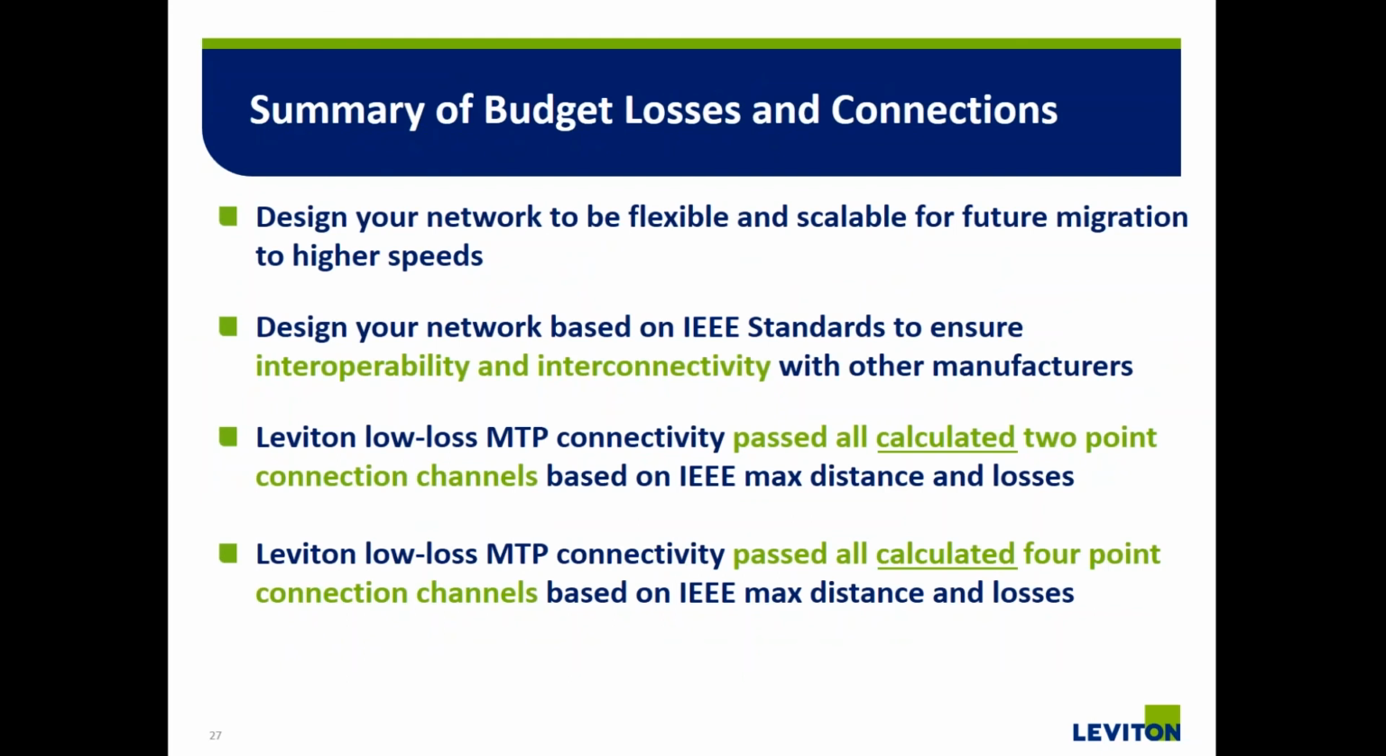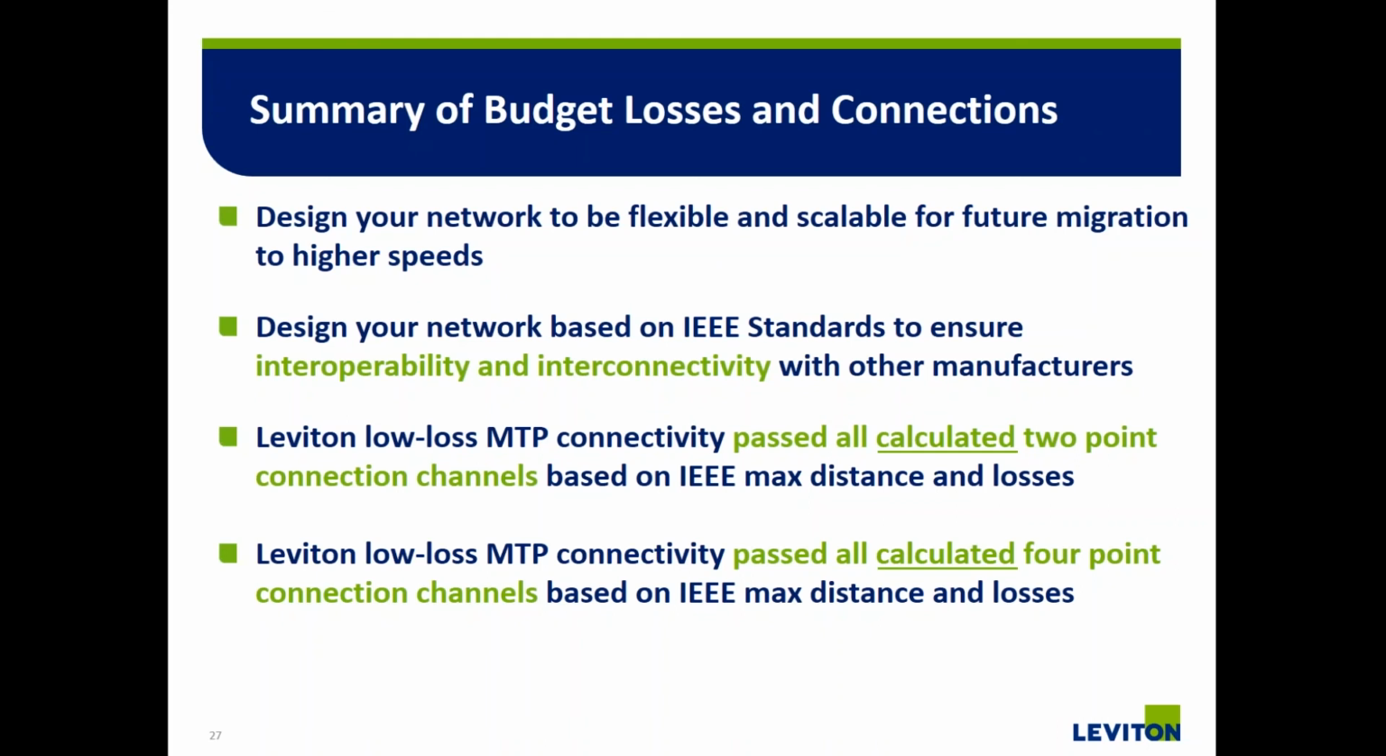First and foremost, always design your network to be flexible and scalable for future migrations. Market research shows that active equipment is refreshed every 3 to 5 years. For enterprise data centers, it may be more like 5 to 7 years. Having a flexible and scalable cabling solution minimizes ripping out old fiber cables.